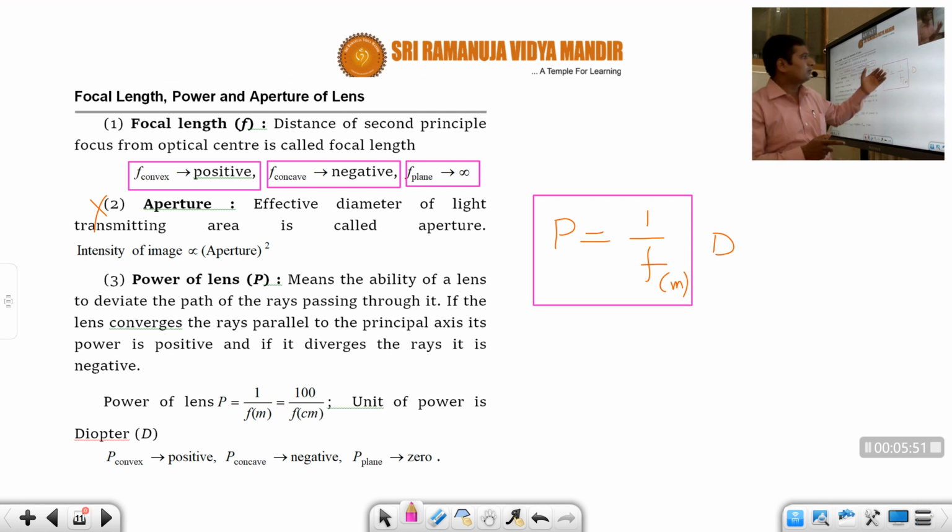the inverse of focal length, and the unit of power is diopters, provided the focal length is substituted in meters. We should not substitute in centimeters. Rather, we should convert into meters if it is given in centimeters. Then the unit of power is diopters. So this is also one of the very important terms in lenses, students.